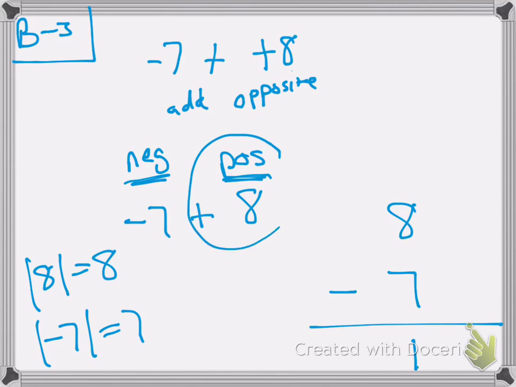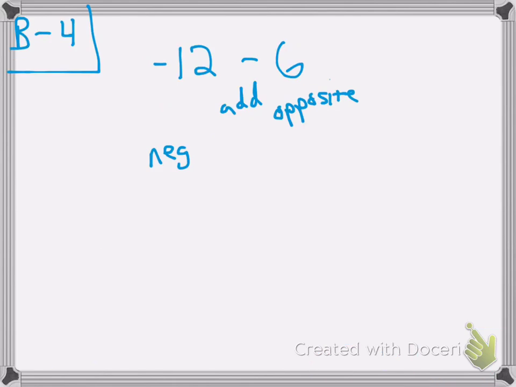And since 8 was the bigger number and it was positive, it is a positive 1. All right, add the opposite. When you see subtraction, you add the opposite. So when we add the opposite, we've got negative 12 plus the opposite of positive 6, which is negative 6. So negative 12 plus negative 6.